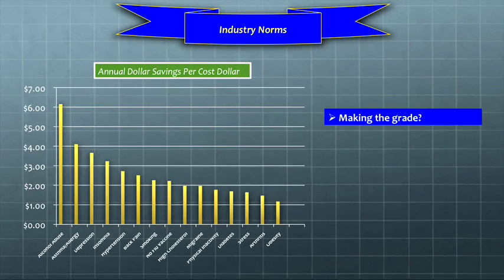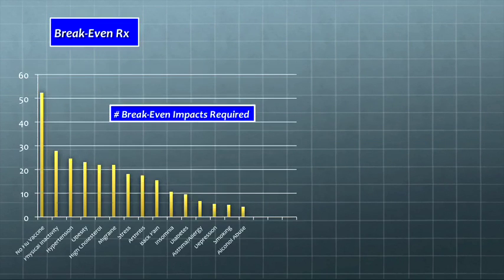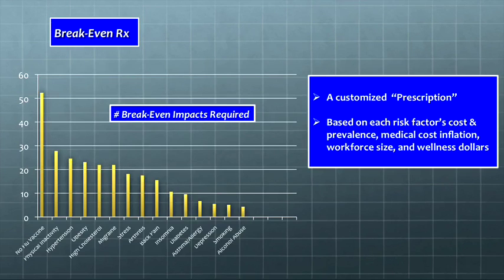Are your worksite wellness efforts up to speed and competitive in today's industry? Corpwell RX provides you with a snapshot of industry benefit cost norms derived from over 75 peer-reviewed econometric analyses that have been published over the past 3 decades. The final graph shows the number of risk reduction impacts required to achieve break-even status and, as previously mentioned, is customized around your organization's data.